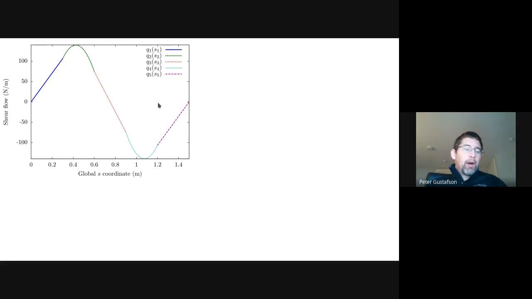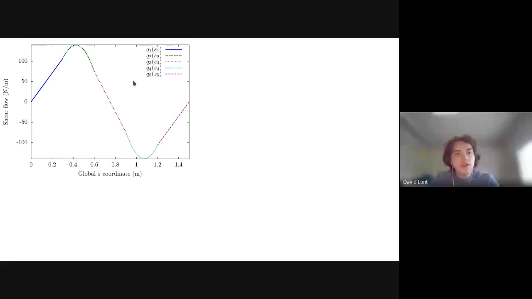Are there any questions about this shear flow plot? I hope it makes sense. Will the zero in the middle always intersect exactly at the midpoint of the hat beam?